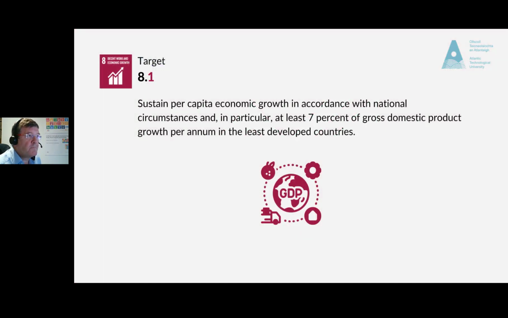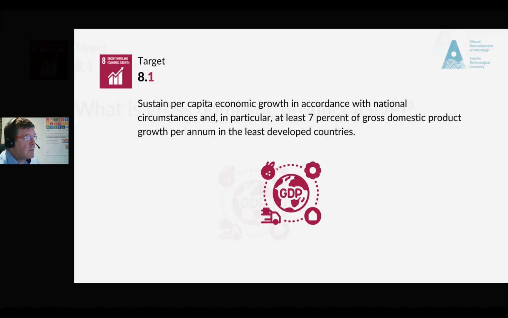Target 8.1. Sustain per capita economic growth in accordance with national circumstances and in particular at least 7% of gross domestic product or GDP per annum in the least developed countries.